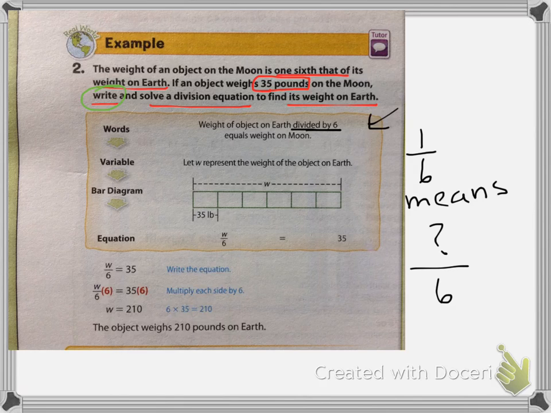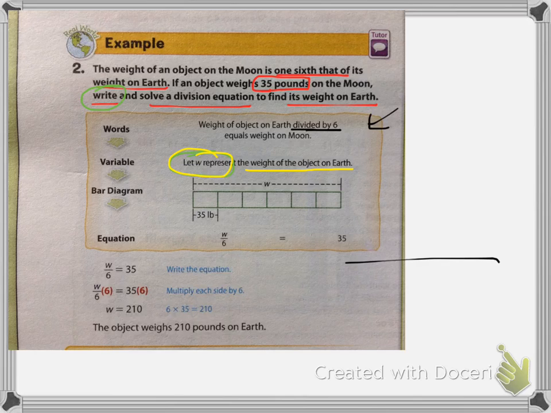Okay? So it says divided by 6 equals the weight of the moon. So now they're defining the variable: let W represent the weight of the object on Earth, okay? So if this is how much it weighs on Earth, let's go ahead and make our own little bar diagram. So I'm going to erase this. Please don't erase yours, but let's make our own bar diagram right here.